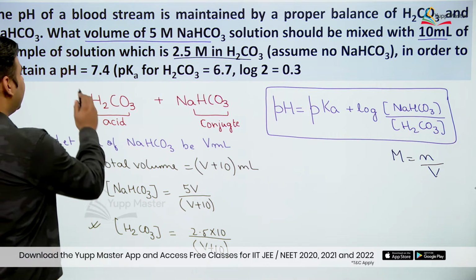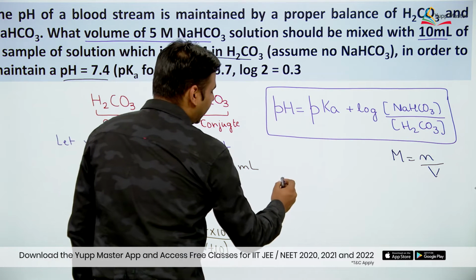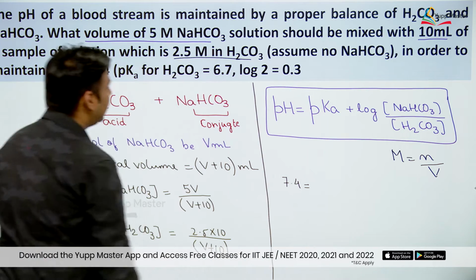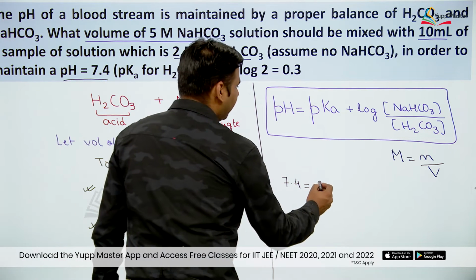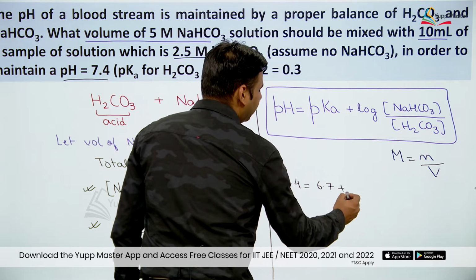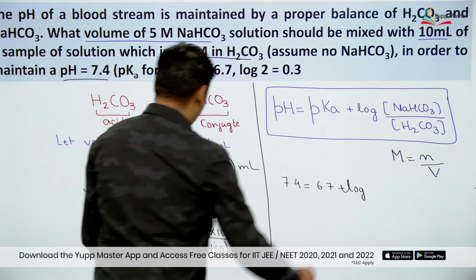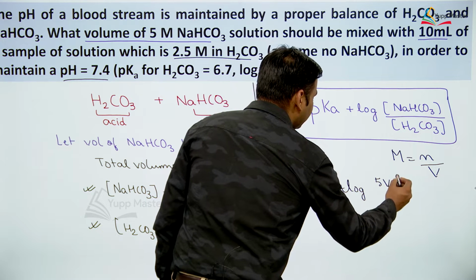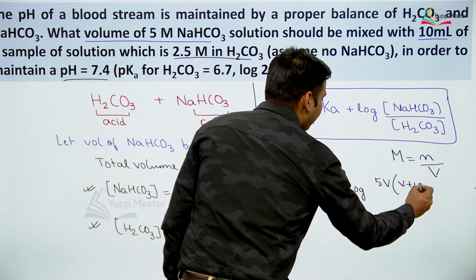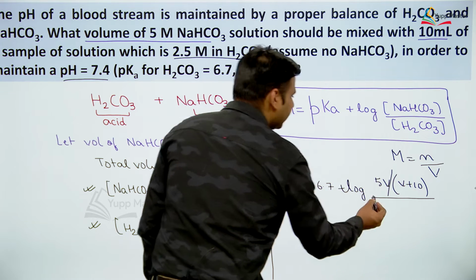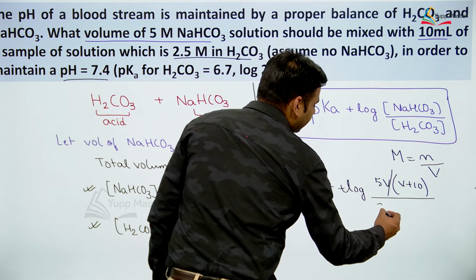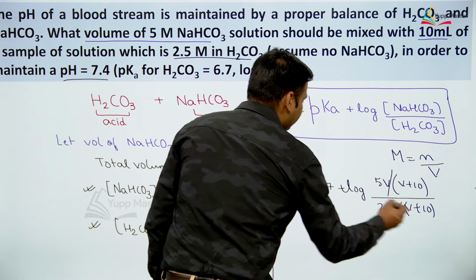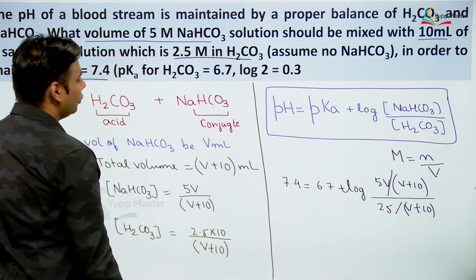We have to maintain a pH of 7.4. So we know that pH has to be 7.4. This is equal to pKa. Now pKa is 6.7 plus log of concentration of NaHCO3, which is 5V upon V plus 10, divided by the concentration of H2CO3, which is 25 upon V plus 10, right? So we know the value, this will come out to be 0.7.